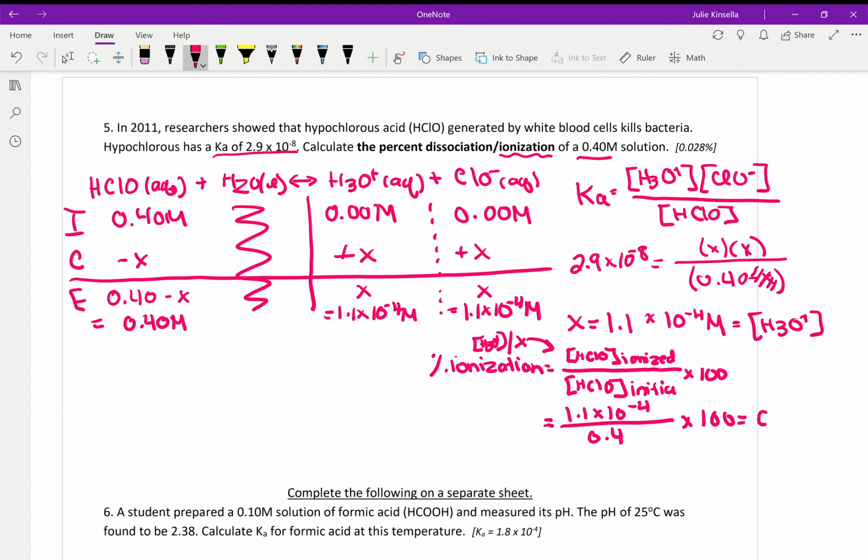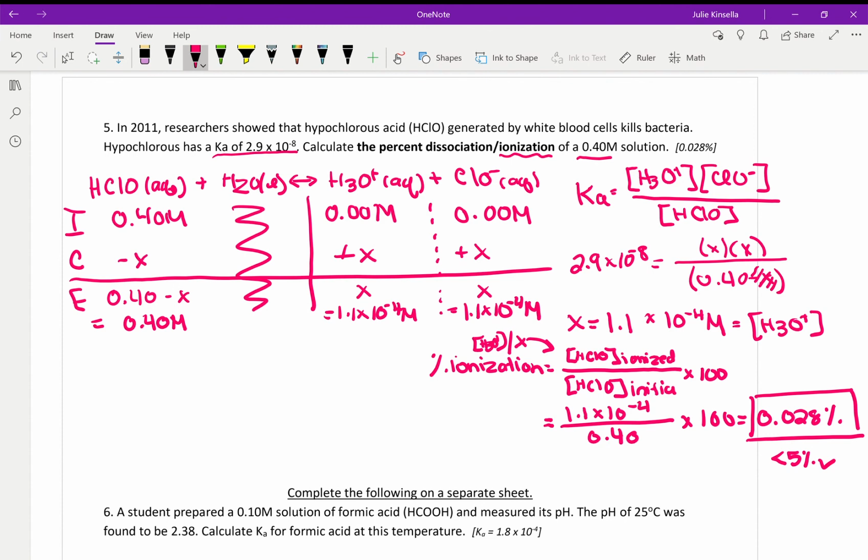So when you get that, you get 0.028, keeping with the 2 sig figs, in this case percent. Which that is also the check to show that that change of x was less than 5%. So we're just going to add in there, and I'm just going to put a little box because that was our answer that they were looking for, that is less than 5% as well.